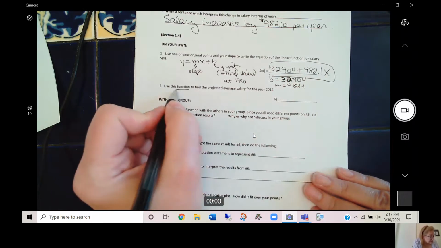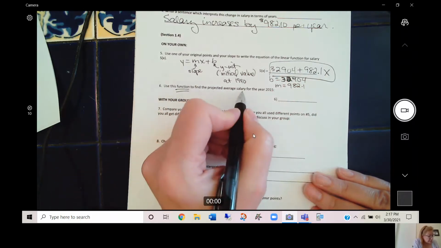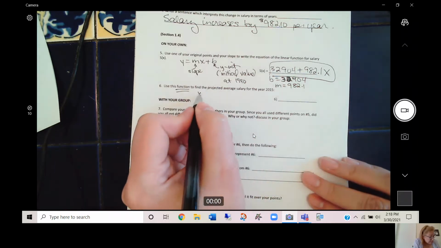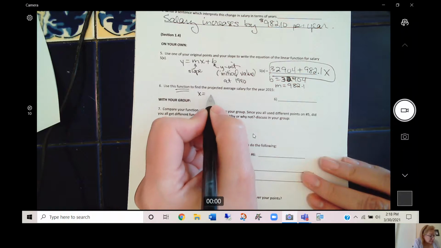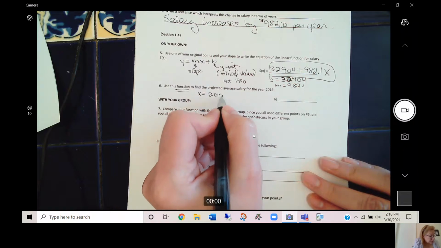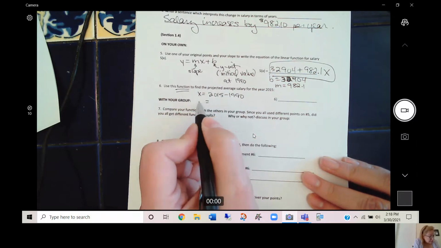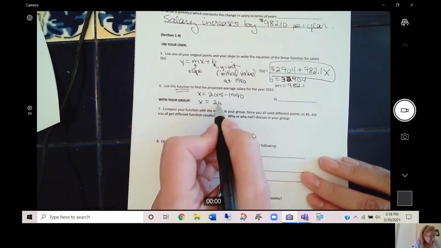Now it says, use the function to find the projected average salary for the year 2015. Okay, well, I've got to figure out what year for x that represents. So I've got to take 2015 minus 1990, that would be 25 years, wouldn't it? So it'd be 25 years.